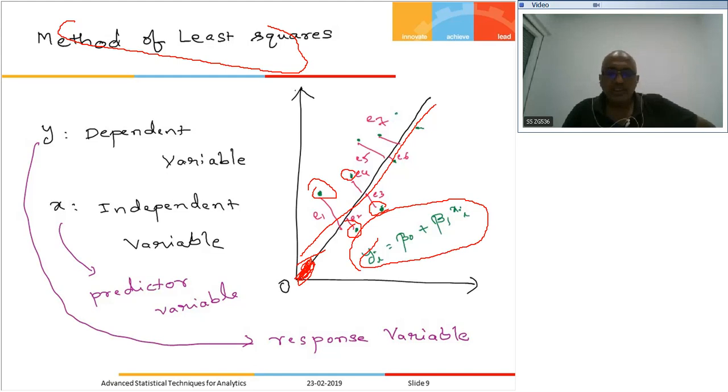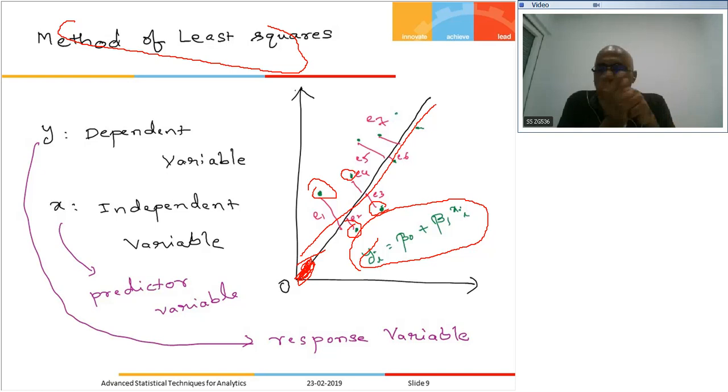Now if you see here, this is the original point. When I draw the line, I am considering this point, right? This is actually the original point. Instead of this, I am considering this. That means this is an error, right? Similarly, this is the original point, second point, and this is what I am considering. So this is E2, similarly E3, E4, E5, and so on. So what are these E1, E2, E3, E4, E5? These are the errors, right?